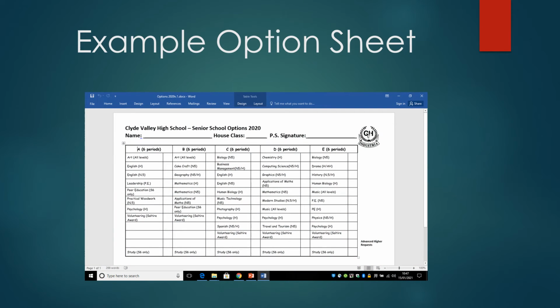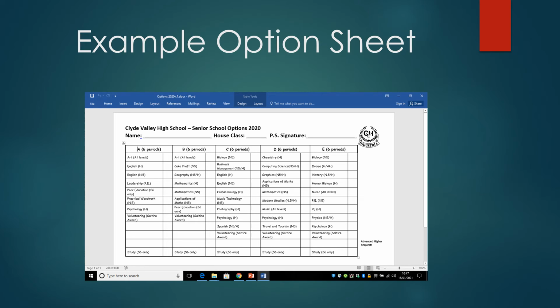Now, once the options software has weaved its magic and decided what are the 5 best fit columns for Clyde Valley High School this year, I will produce a physical option sheet, and it'll look something like this. And I think this will help you to see the reality of the fact that not all of you will get your first 5 choices, because we're going to offer over 30 subjects probably at a variety of different levels, from National 5, National 4, SCQF, Advanced Higher.